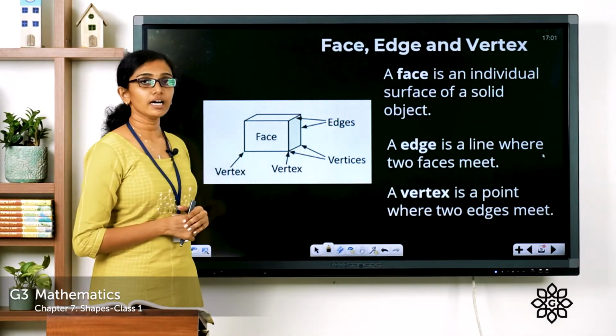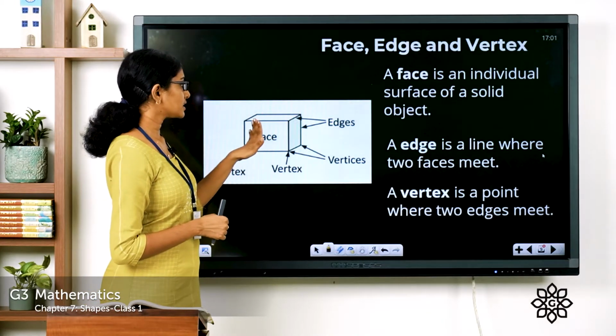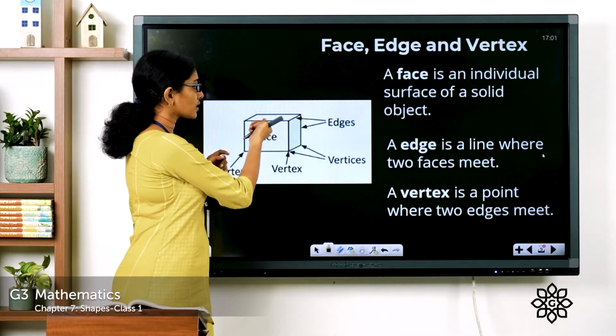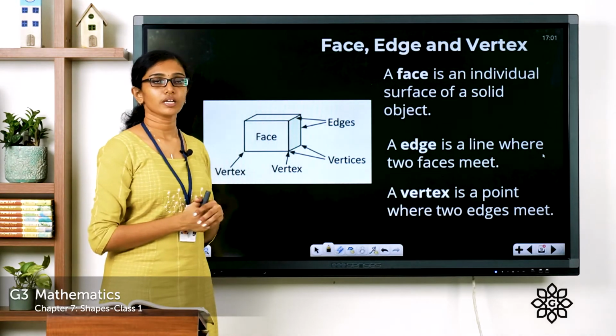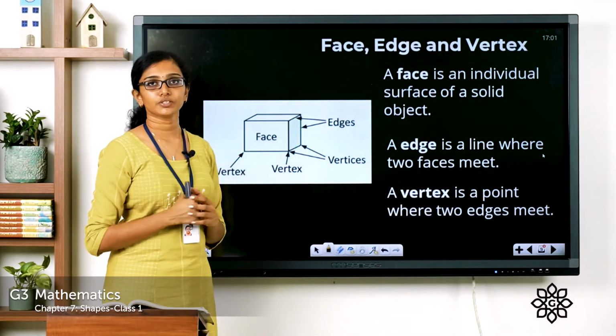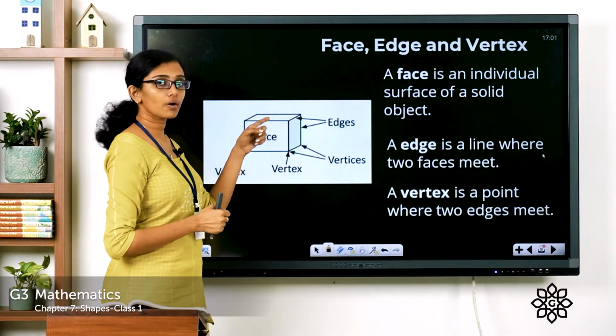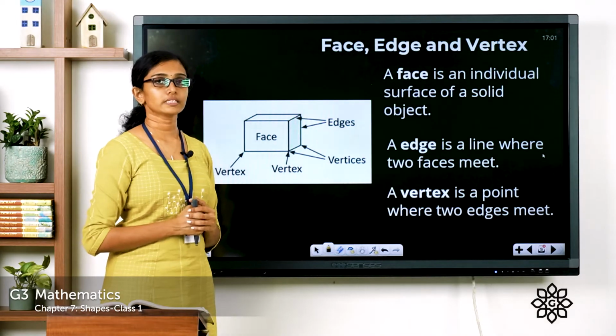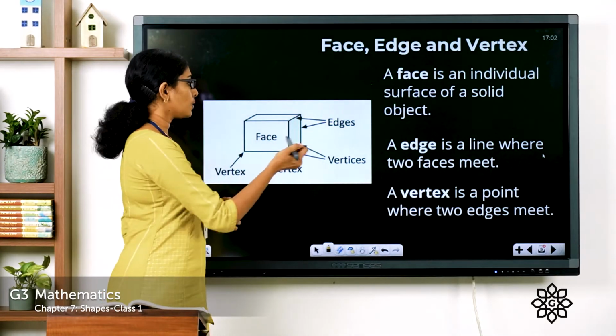Look at this picture here. You have a cube here. You can see the faces of the cube around the cube, and where 2 faces meet, you can see straight lines. And these straight lines are called edges. And where 2 or more edges meet, you can see sharp points or corner points. And these points are called vertices.